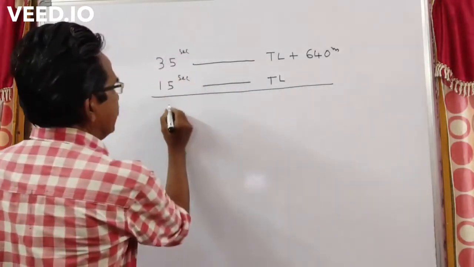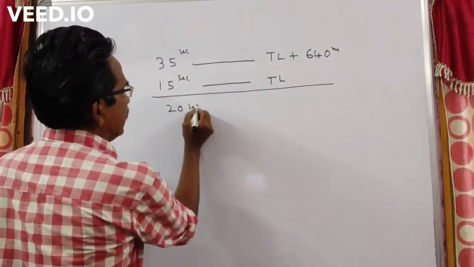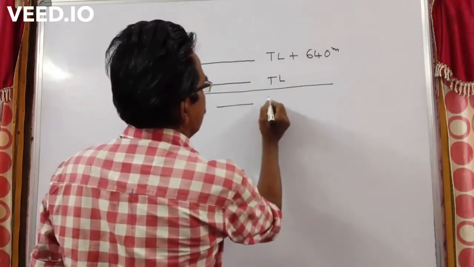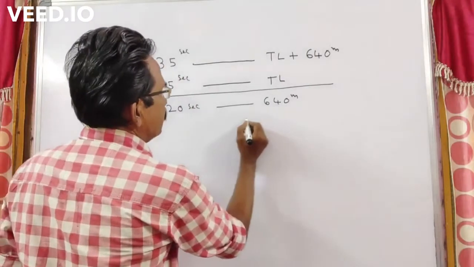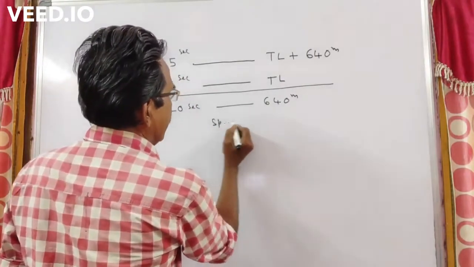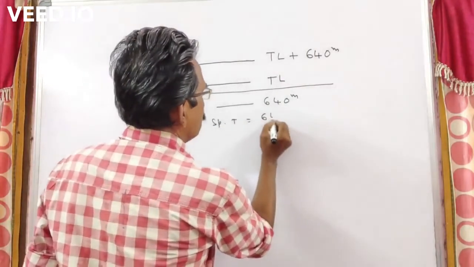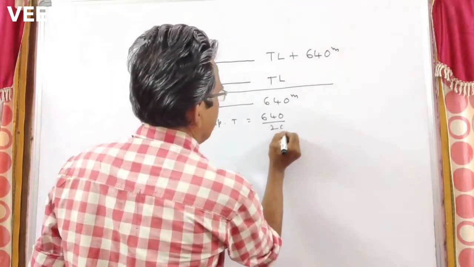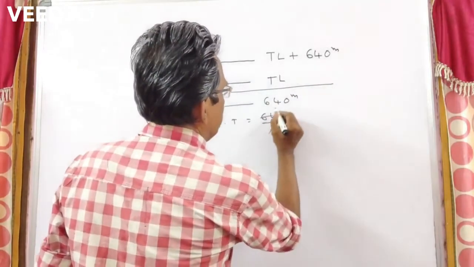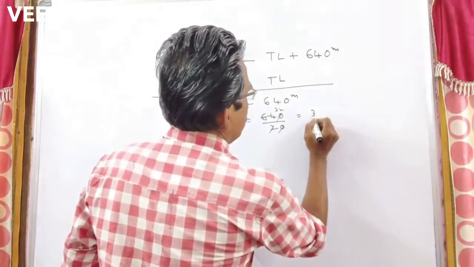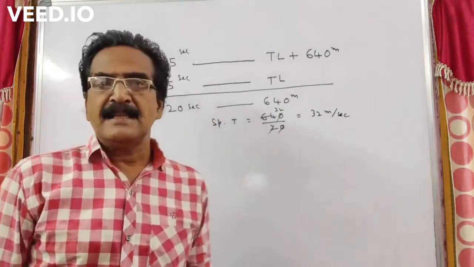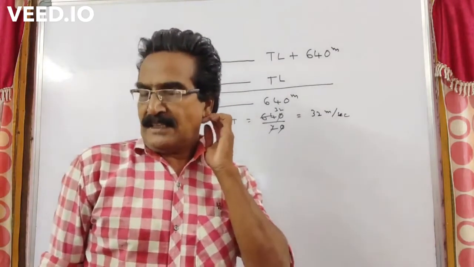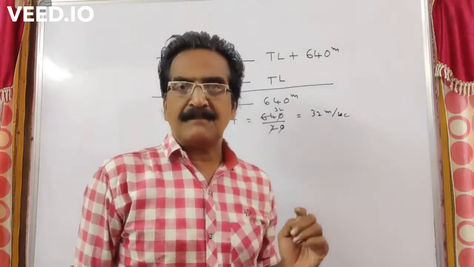Now, in 20 seconds, the train travels 640 meters. So the speed of the train is equal to 640 by 20, which is 32 meters per second. This is the speed of the train.